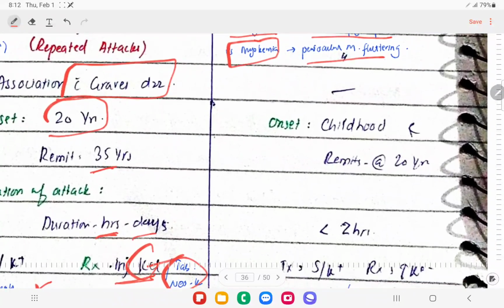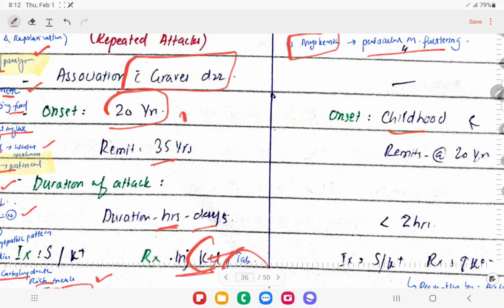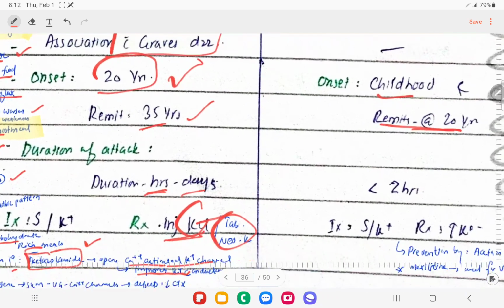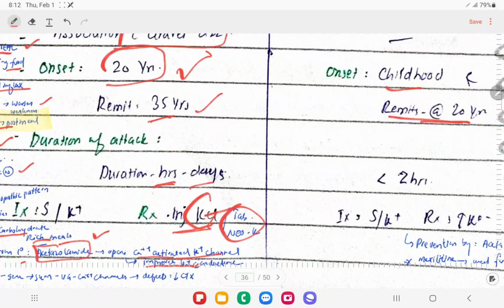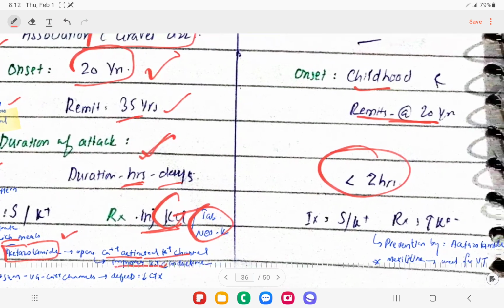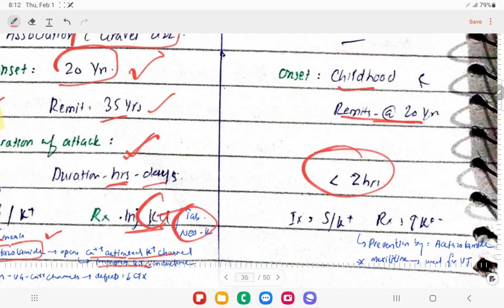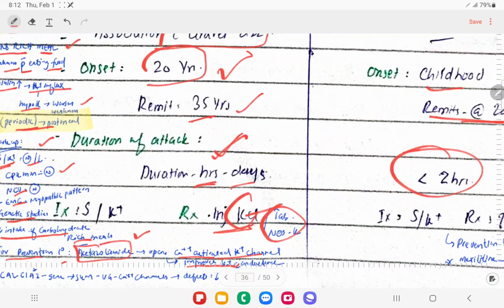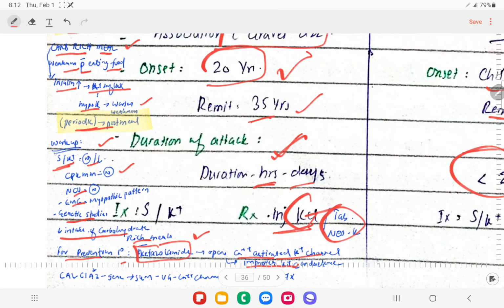Onset is usually in childhood. If you compare that with the hypokalemic form, where onset is around 20 years and the disease remits at around 35 years. The duration of attack is hours to days in hypokalemic, but in these patients the duration of attack is less than 2 hours. We need to do the same workup for this patient as well.